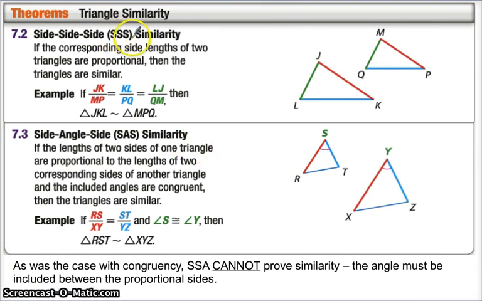Here's some more: side, side, side, and side, angle, side. The way they name these is just like they did for congruence. However, don't get too comfortable. Don't be like, oh yeah, I know what side, side, side is, I've done that before. It's a little different here, because here we're not talking about sides that are congruent.